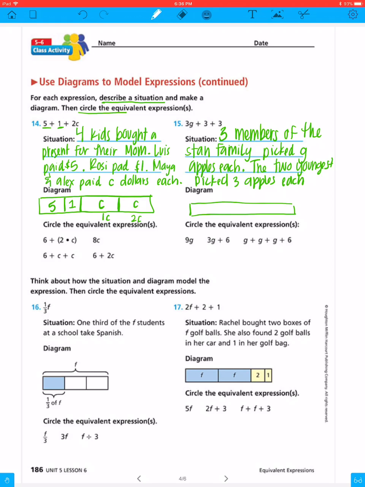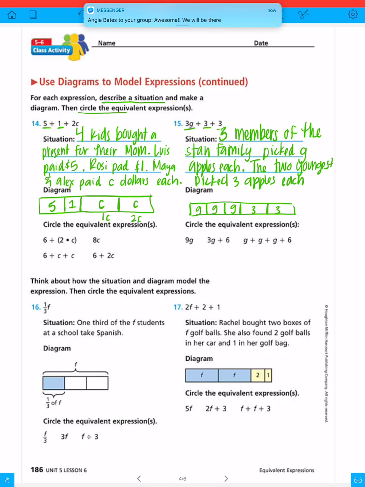So I'm going to draw a diagram of that. And I'm going to have some boxes on there of these. That's been a common theme. And I'm going to start with labeling my G's. I have 3 G's. And then I'm going to split this diagram and write 3 in one box and 3 in the other. Because I know that's what the youngest picked.